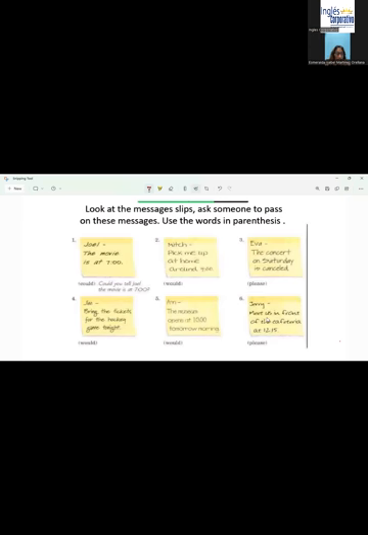Lo va a escribir. Los está escribiendo. Sí, los estoy escribiendo. No, yo también los voy a escribir. No se me voy a olvidar. Que no se me olviden.